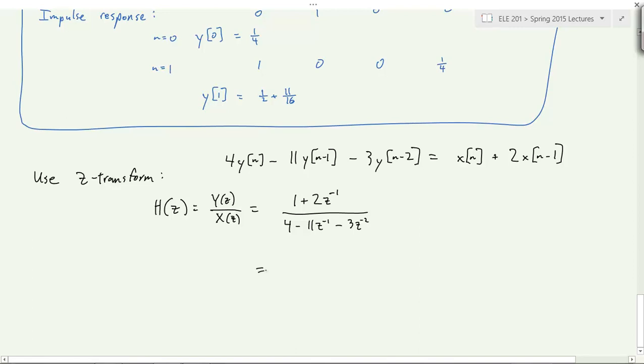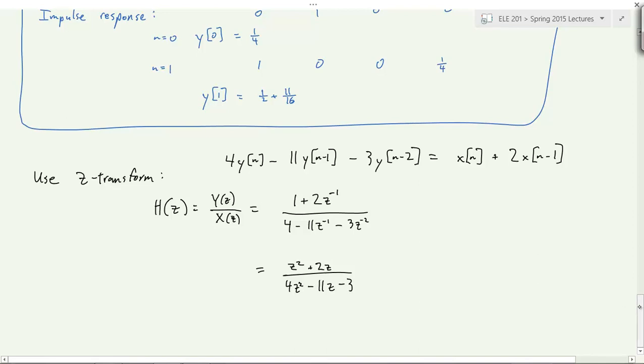First of all, let's make the z's positive exponents, just so everything's clear. So this becomes a z squared plus a 2z. I multiply the top and bottom by z squared. 4z squared minus 11z minus 3. Okay?